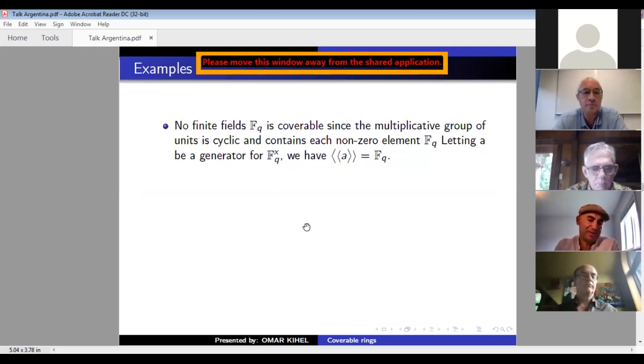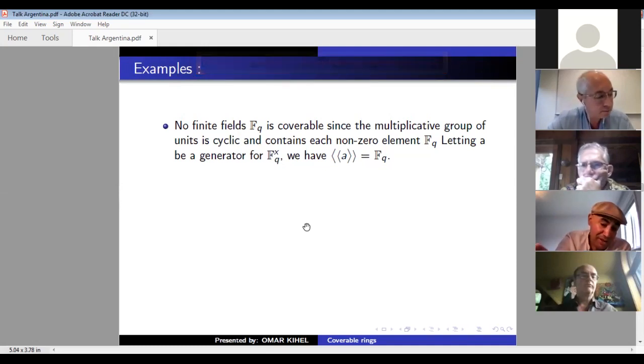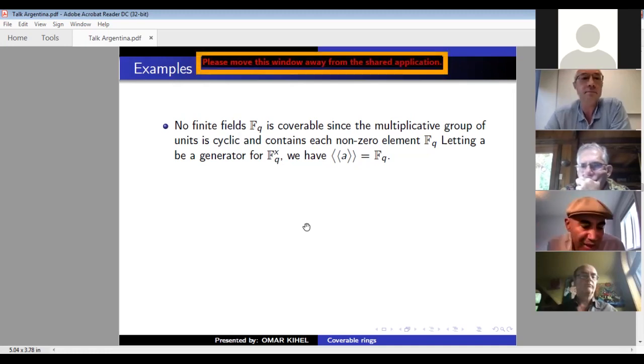For example, I give you examples. If you have a finite field and you ask me whether this finite field is coverable as a ring, the answer is no, because the multiplicative group is cyclic. If you take one generator, it has to be in one of the subrings, and if the generator is there, then it is the complete ring itself.